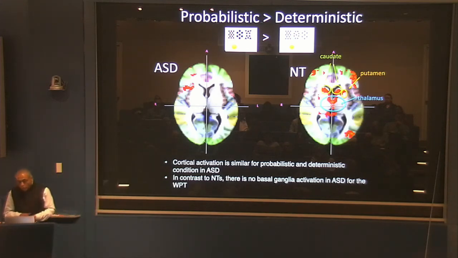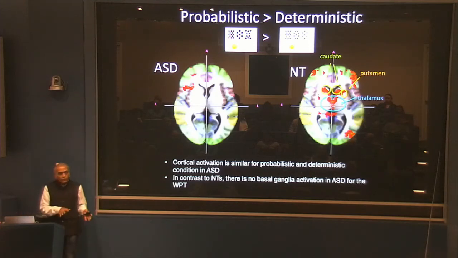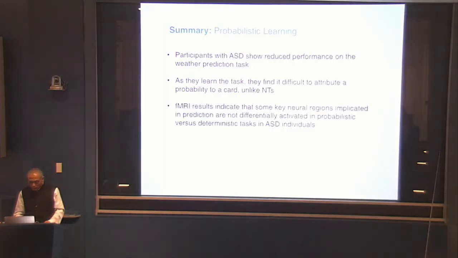So cortical activation for probabilistic and deterministic conditions is similar in AST, and in contrast to NTs, there's no basal ganglia activation in AST for the WPT. And basal ganglia are an interesting structure in this context because other studies have implicated them in predictive tasks. But this is a story that's still developing. The initial results seem to be quite interesting.